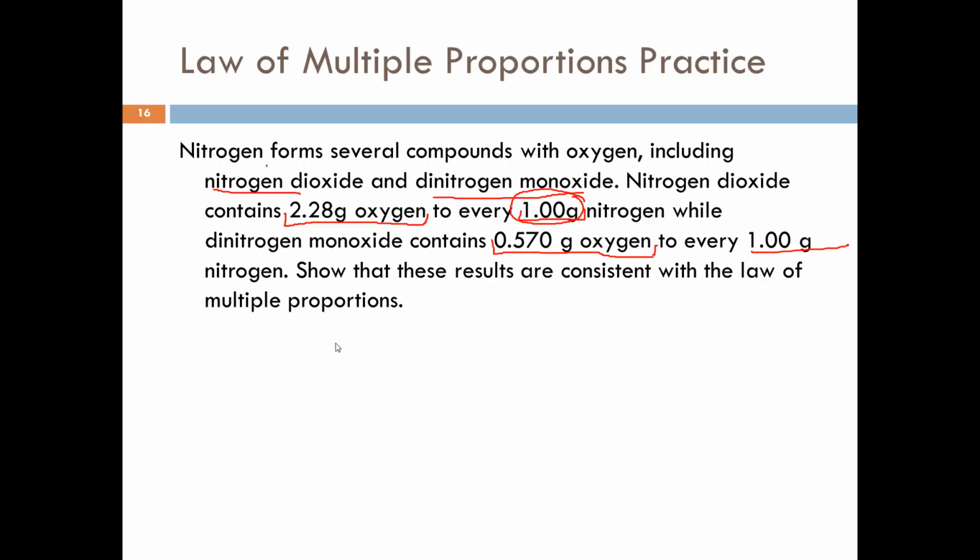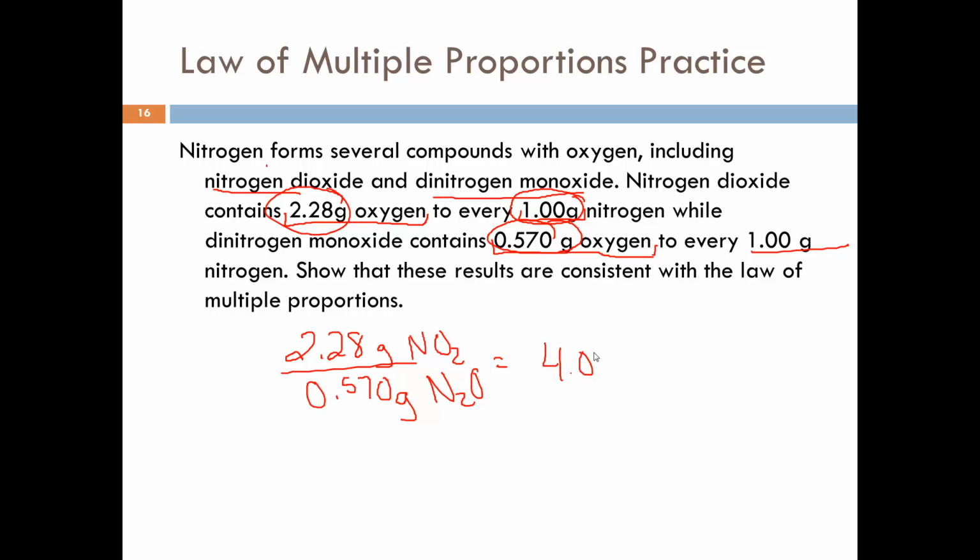So, we're comparing the amount of oxygen in one compound to the other. So 2.28 grams over, and that's in the nitrogen dioxide, 0.570 grams, and that's in dinitrogen monoxide. We divide that out, and that comes out to be 4.00. So because it does create a small whole number ratio, it does actually follow the law of multiple proportions.